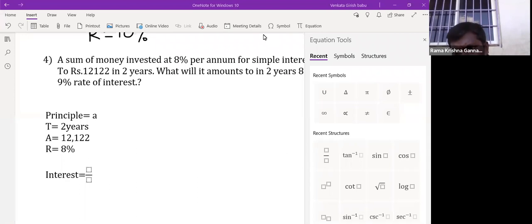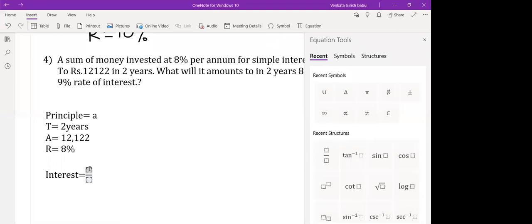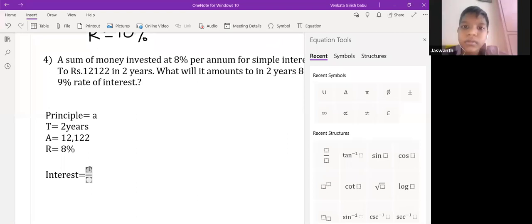Bhavya. Bhavya. What is the formula for interest?